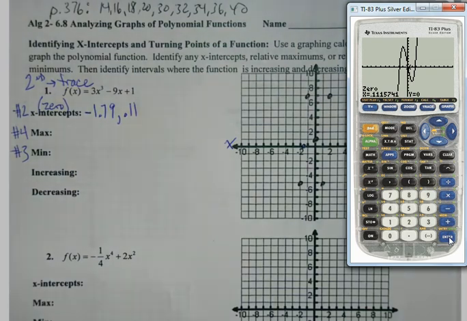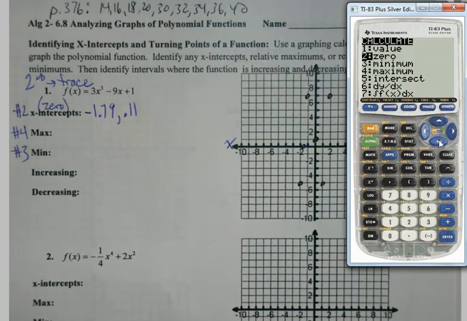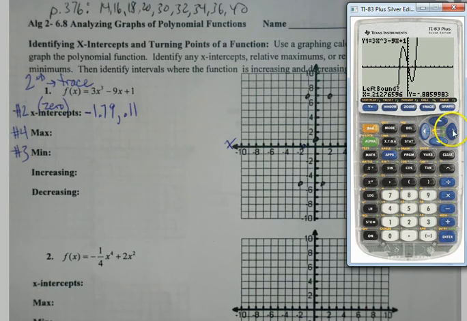Sometimes by just tracing, you can get fortunate and happen to hit right on a value. That can happen sometimes, but it's kind of hit or miss. Whereas if you're using the actual second trace and going to your zero, you'll hit right on every single time.